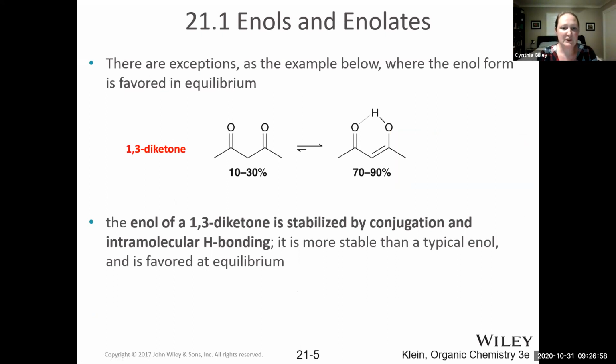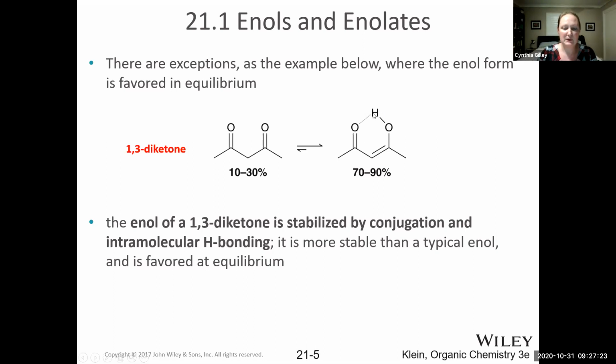There are some exceptions to the keto form being the dominant form at equilibrium. Specifically, here's one exception. When we have a 1,3 diketone, then the keto form is actually the minor form, the minor tautomer, at equilibrium. And that's because in this case, the enol form is particularly stable.